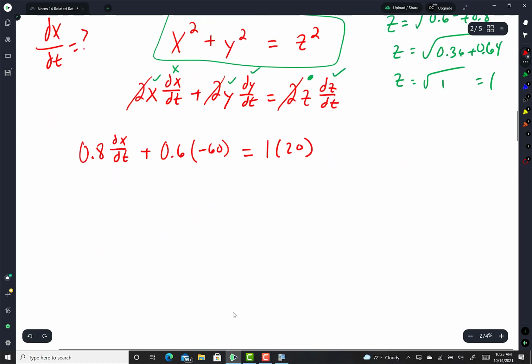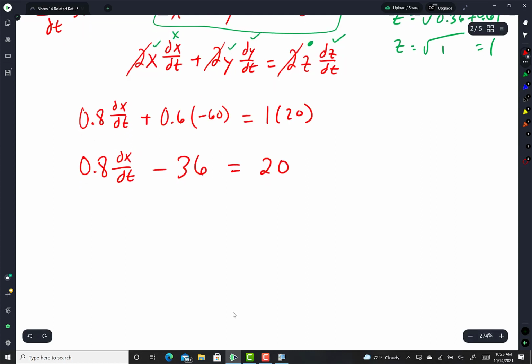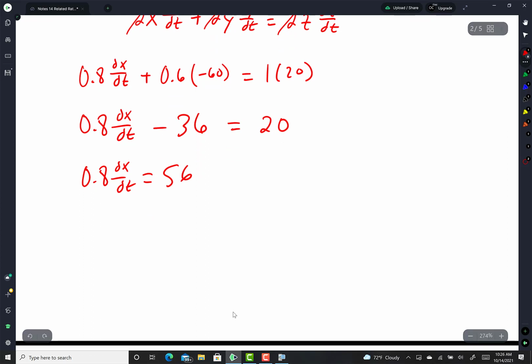So now you're done with the calculus part. Now it's just algebra. So let's see. 0.8 dx/dt minus 60 times 0.6, which is 36, equals 20. Are we still okay? I'm going to add 36 to 20. So 0.8 dx/dt equals 56. Are we still okay? And then how do I get dx/dt by itself? Just divide by 0.8.